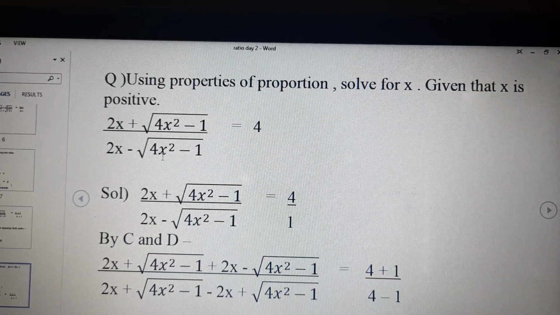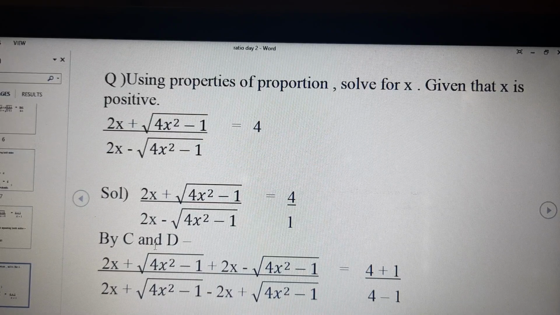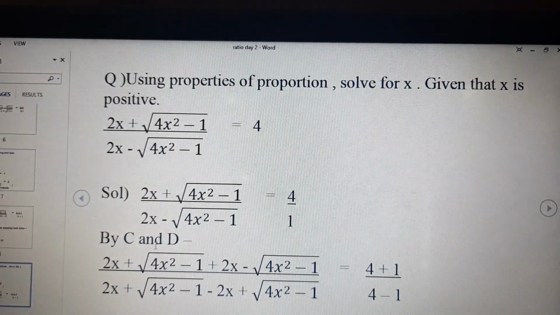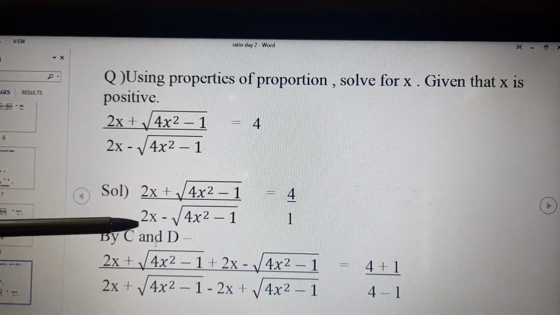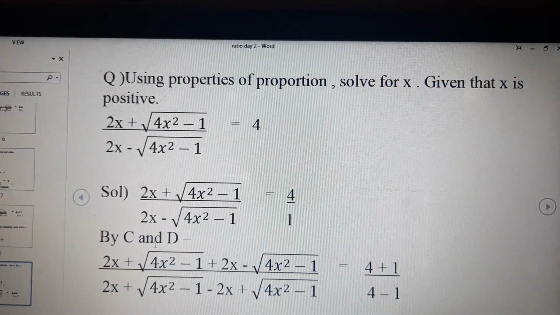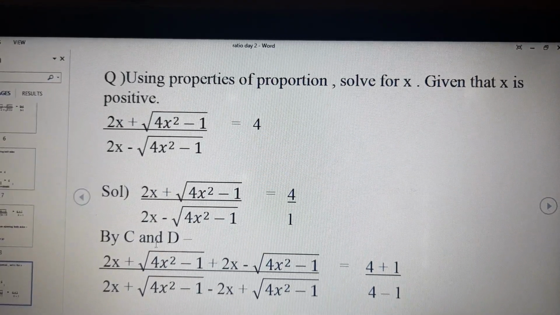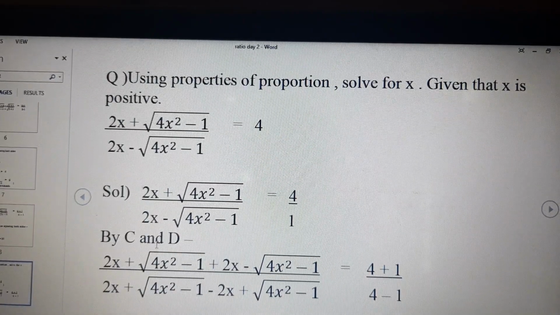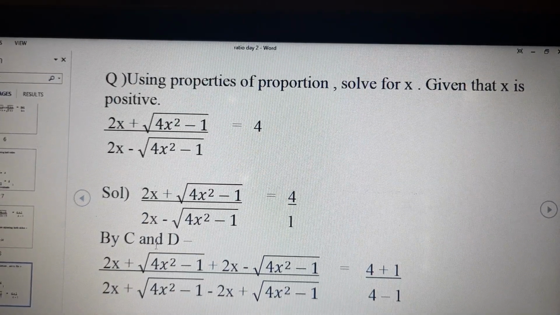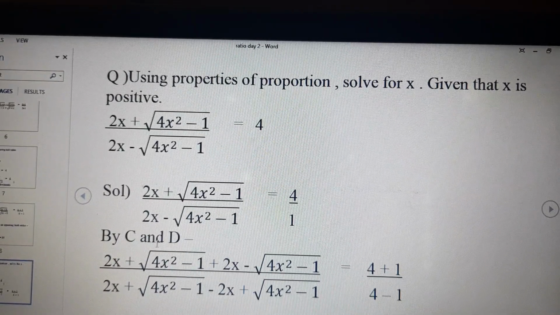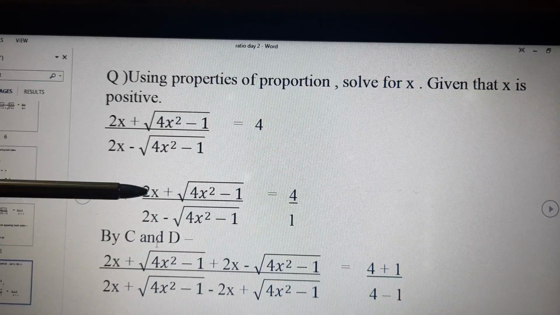Almost similar things. So first of all, we will apply componendo and dividendo as we were doing. This 4 will be written as 4 upon 1. Numerator plus denominator, numerator minus denominator. This is componendo and dividendo. Why are we applying it? Because then similar terms with opposite signs will be cancelled and we can simplify it for the value of x.